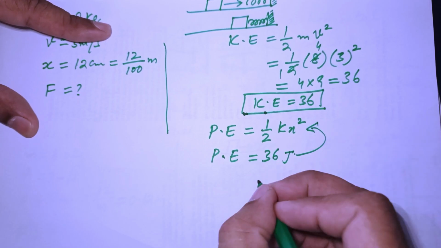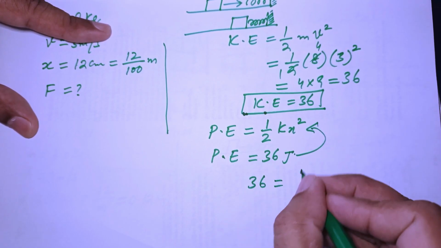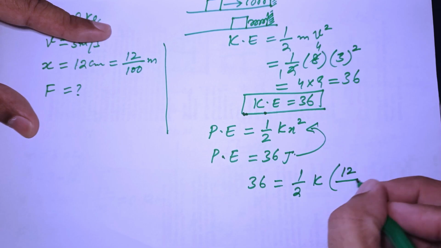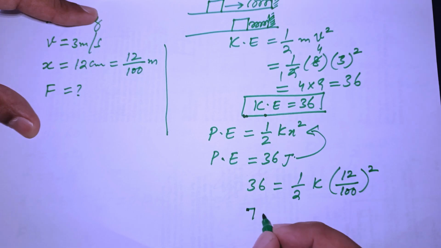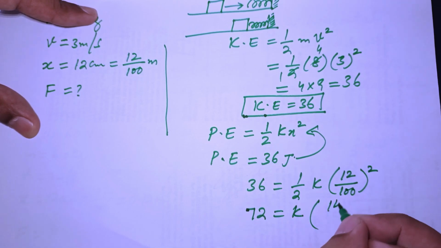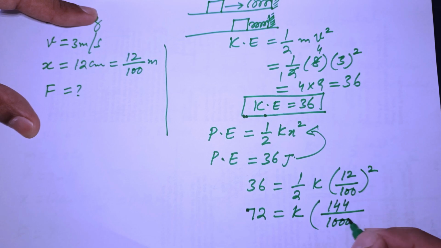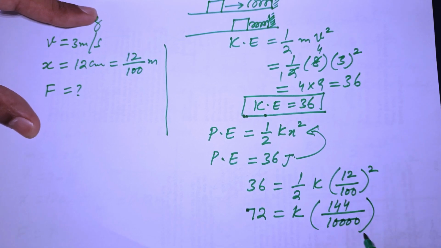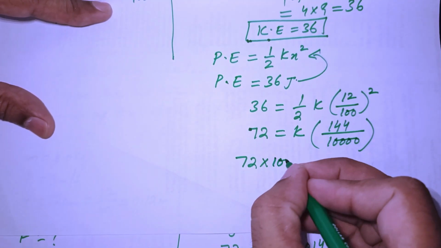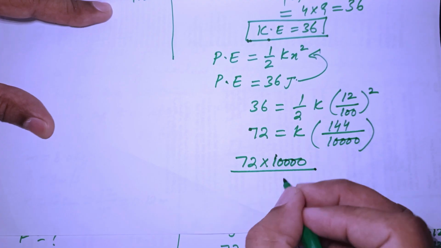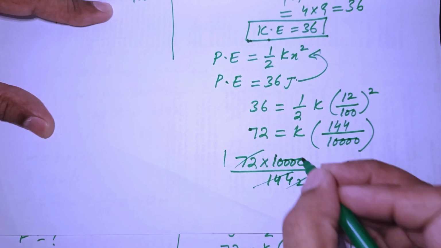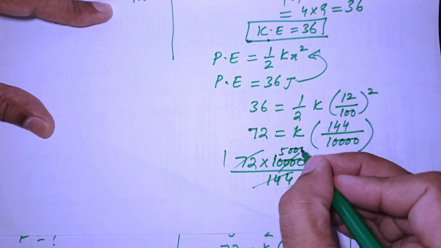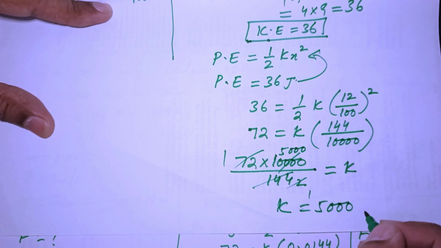Now substitute in this equation, what do we get? 36 equals half K, and x is 12 over 100 whole square. Now this will come to this side: 36 times 2 is 72, and K is 144 over 1 with 4 zeros. It was having 2 zeros, with the square it becomes 4 zeros. When this comes to the other side, we have 72 into 1 with 4 zeros divided by 144 equals K. 72 over 144 is half, and half of 10,000 gives K equals 5000 Newton per meter.